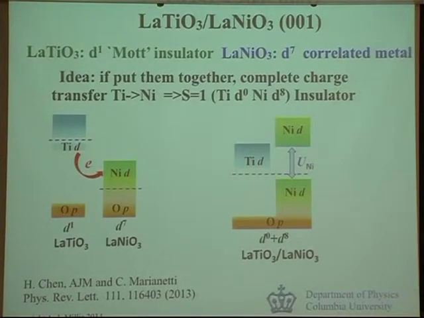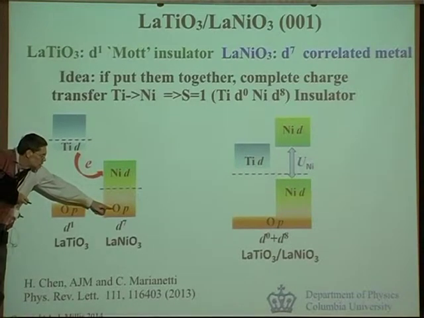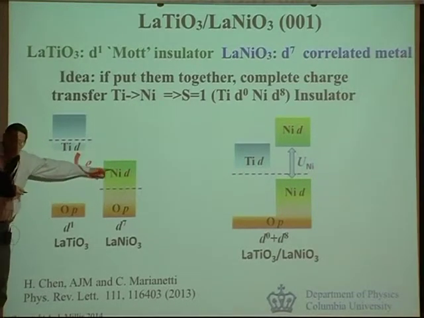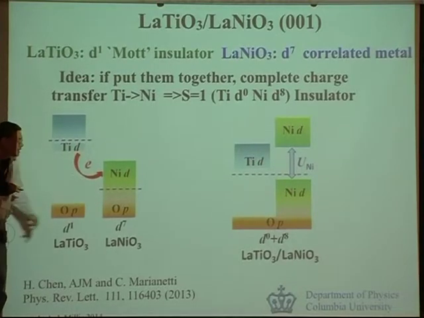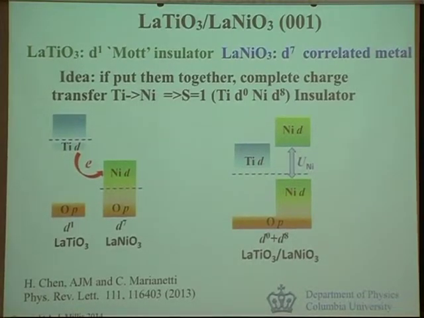Here's a cartoon. You have lanthanum titanate, which has oxygen P and titanium D levels, and a little Mott gap and a Fermi level here. Lanthanum nickelate, which has oxygen P levels in which the nickel and nickel D levels very close, and you have a metal. So if the P levels basically line up, then you would say the titanium D levels lie higher than the nickel D levels. In other words, the nickel is more electronegative than the titanium. And therefore, you might expect charge to flow from here to here.